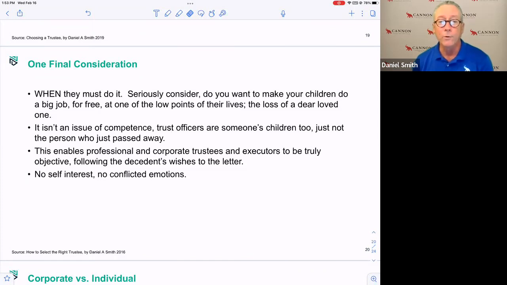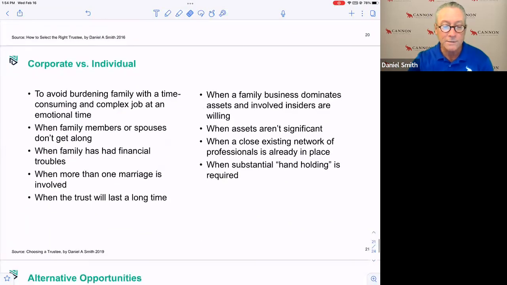So I think it's very, very important to have that conversation, in the same way that as a corporate trustee, I wanted to know my clients during their lifetime, so I was going to be carrying out their wishes in the area. We want to have a relationship with that person during their lifetime so that continuity can be carried forth. It's their purpose, after all, being carried out. It's not just a set of rules that is there. So enabling professional corporate trustees to be truly objective, to follow the client's wishes to the letter. There's no self-interest, there's no conflicted emotions, all the other things that get baked into that process.